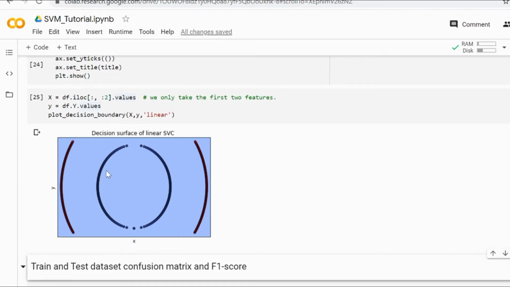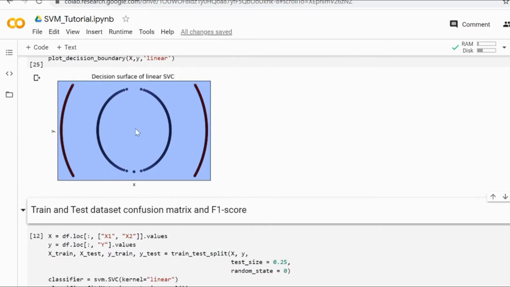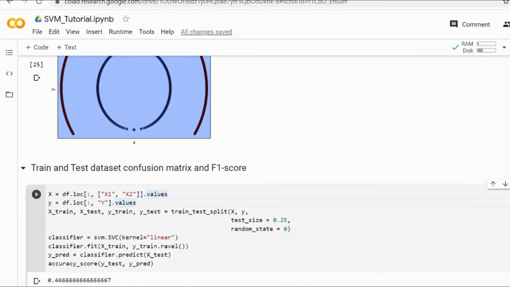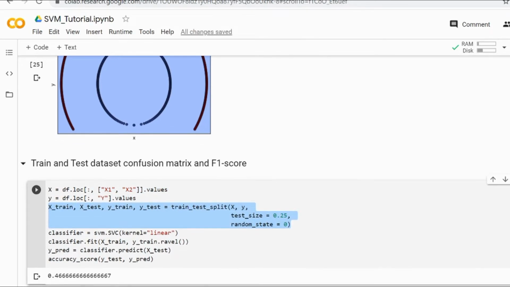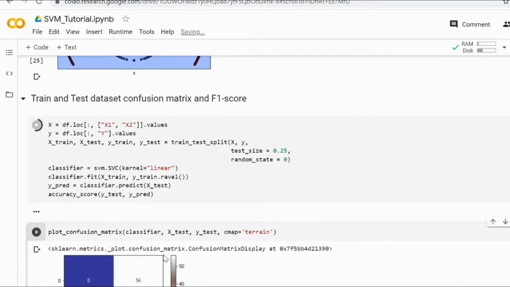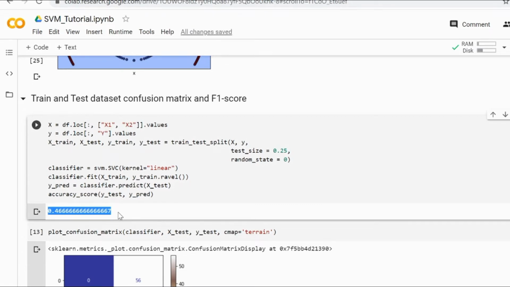Okay, now I calculate the F1 score by taking the training and testing dataset. What I did over here is divide this dataset into two parts, one training and the other testing. I have taken 0.25, which means 75% of the points in the training dataset and the rest in the testing dataset. If I run this one, I get a very low accuracy score, that is 0.466. That is very low accuracy.